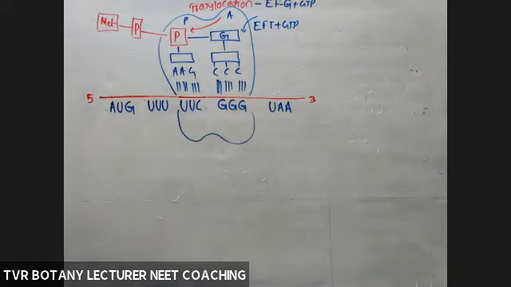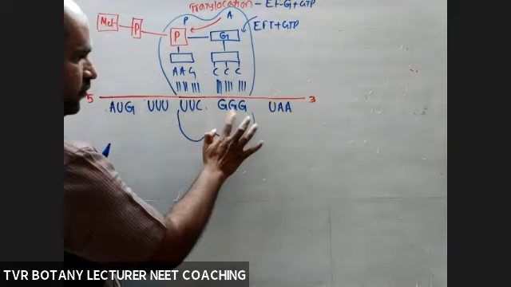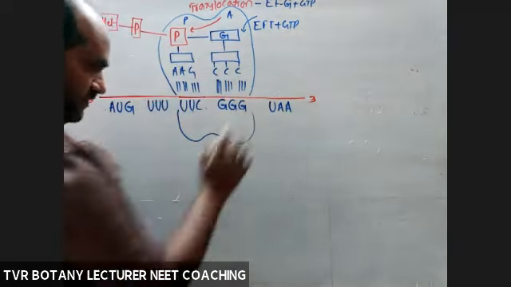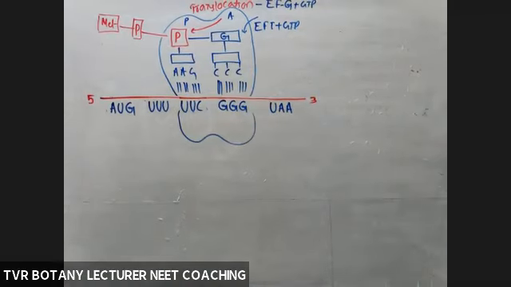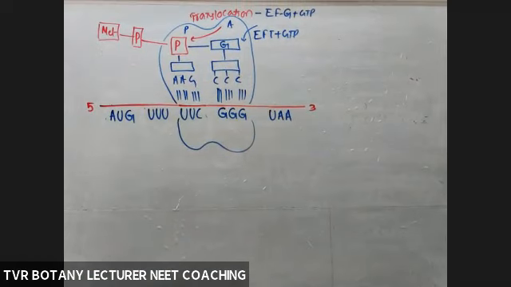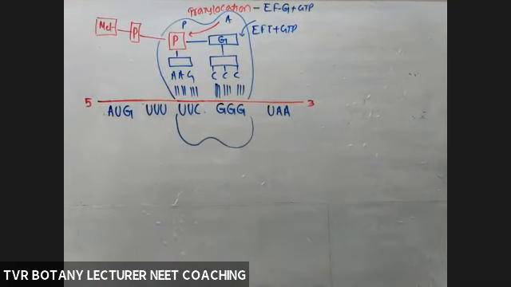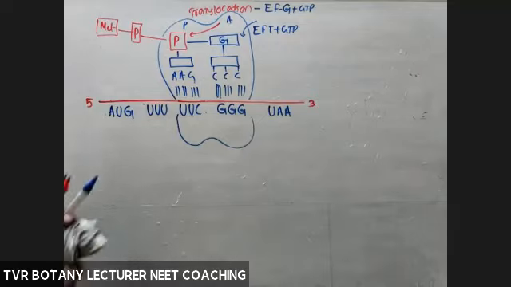Okay, so now the ribosome is moving from the fourth one to the fifth one. What is that fifth one? Nonsense codon. The fifth one is a nonsense codon. Okay, so bring that ribosome to the last codon.